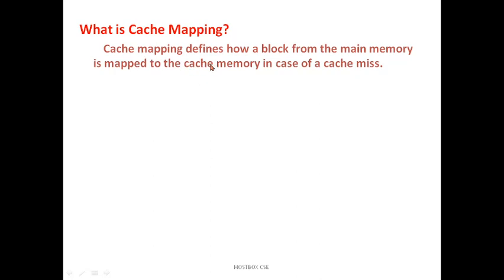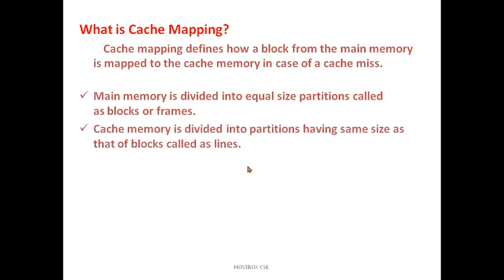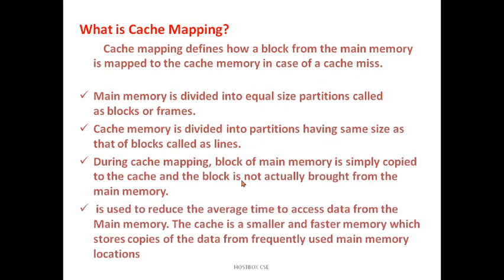Cache mapping defines how a block from the main memory is mapped to the cache memory in case of a cache miss. Main memory is generally divided into equal size partitions called blocks or frames, and cache memory is divided into partitions of the same size called lines. During cache mapping, the block of memory is simply copied to the cache and the block is not actually removed from the main memory.